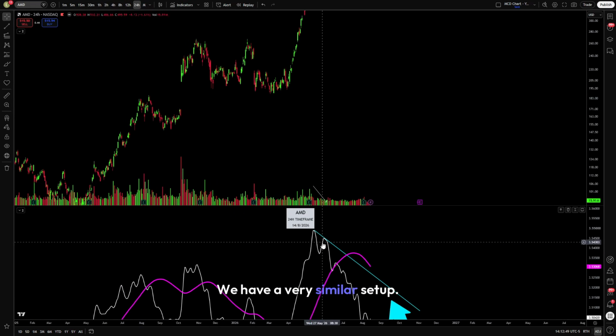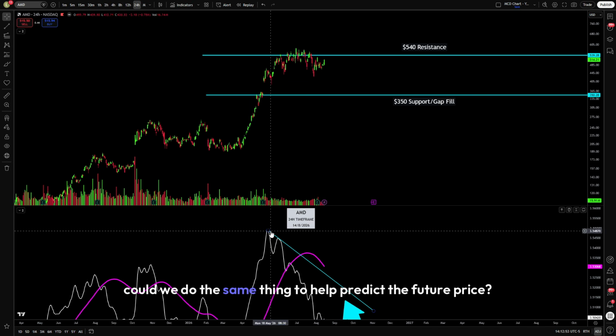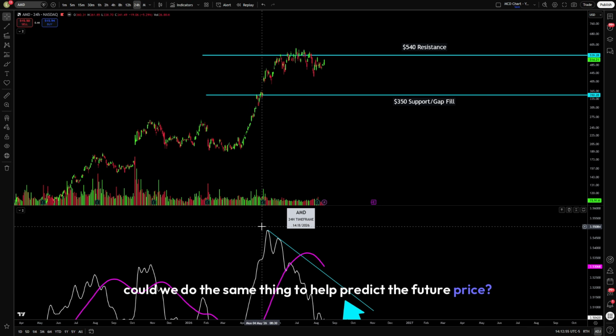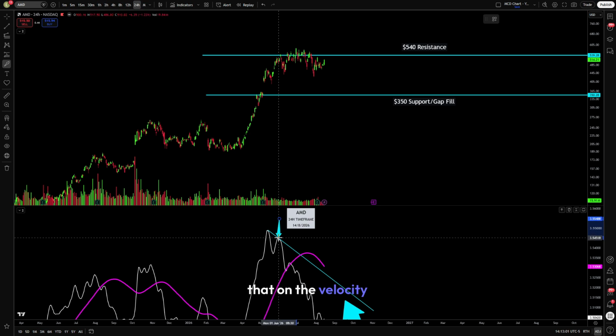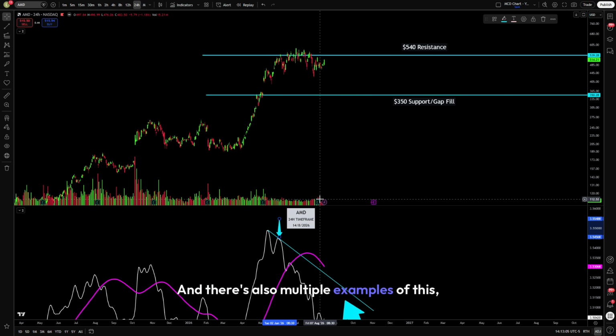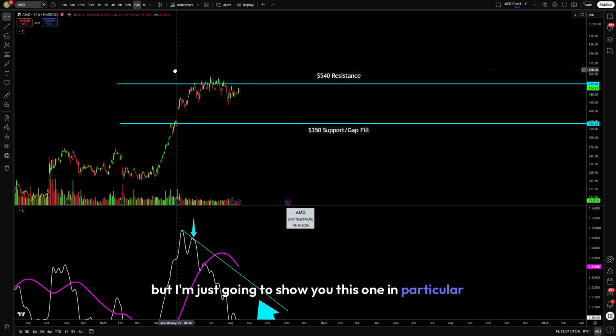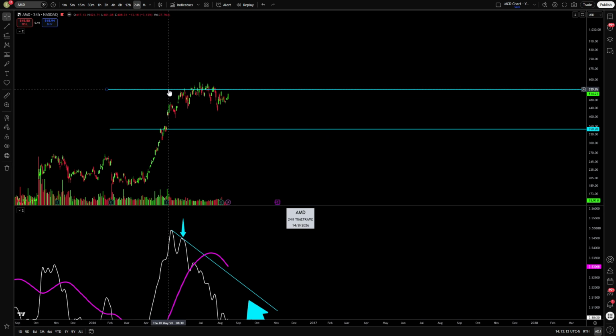We have a very similar setup. Now I know what you guys are thinking. You're thinking, okay, could we do the same thing to help predict the future price? Yes, I believe so. So we have a lower high, and I'm going to highlight that on the velocity as we did back in 2023. There are also multiple examples of this, but I'm just going to show you this one in particular because that was the one that I remember the most. We're going to delete this. We're going to delete that.